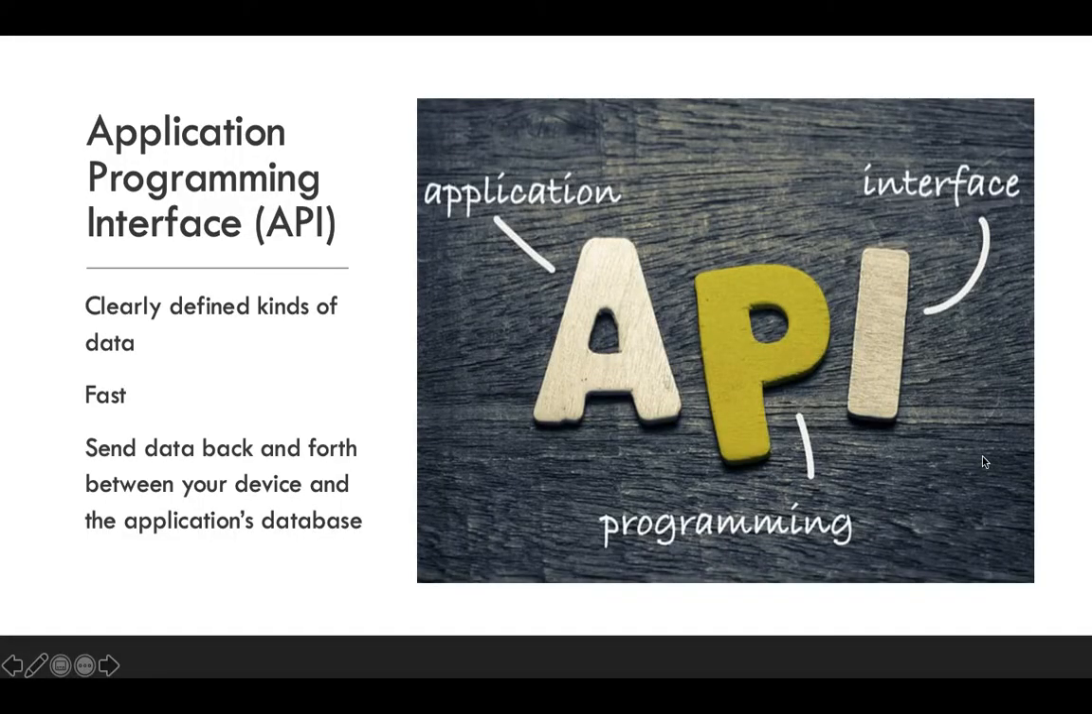API stands for Application Programming Interface. Web APIs provide a means of communication between websites and users, structured by some rules. In particular, they allow users to obtain clearly defined kinds of data quickly, by requesting it directly from the database underlying a particular website.